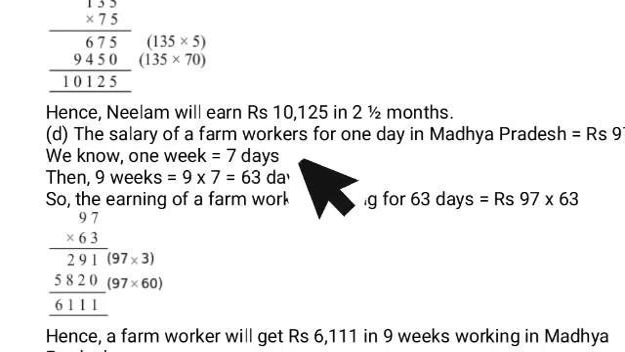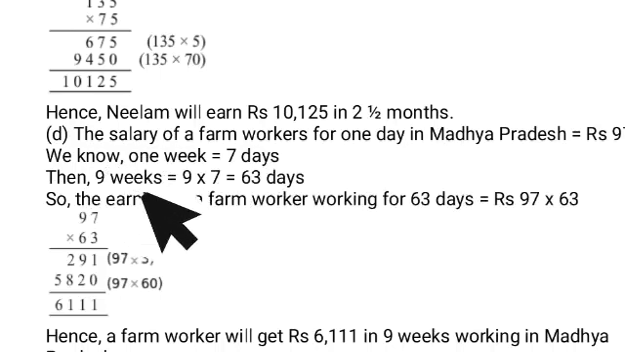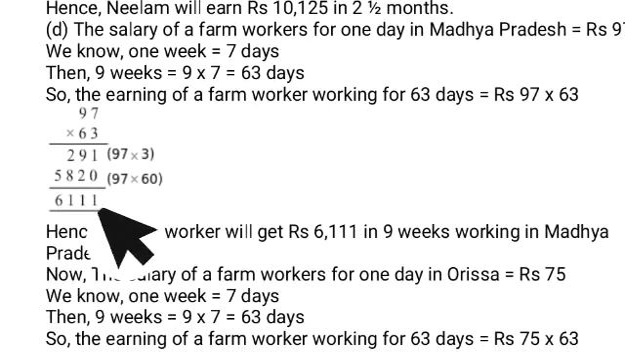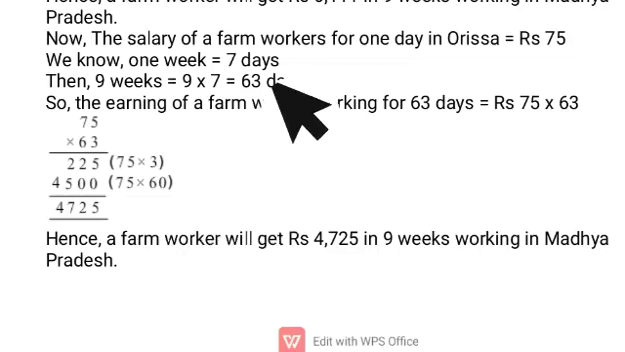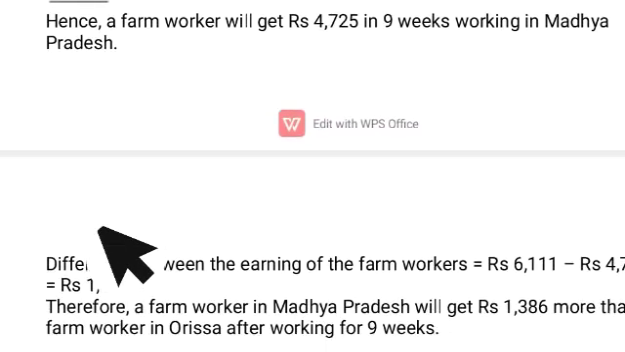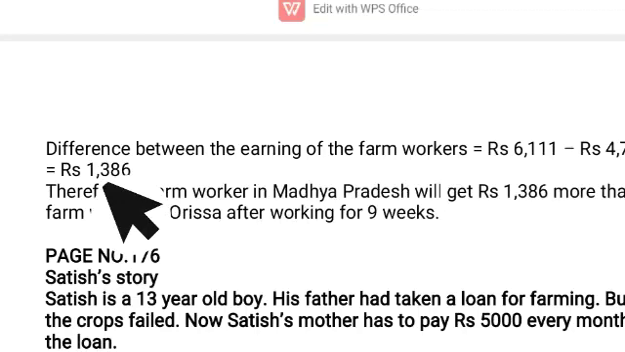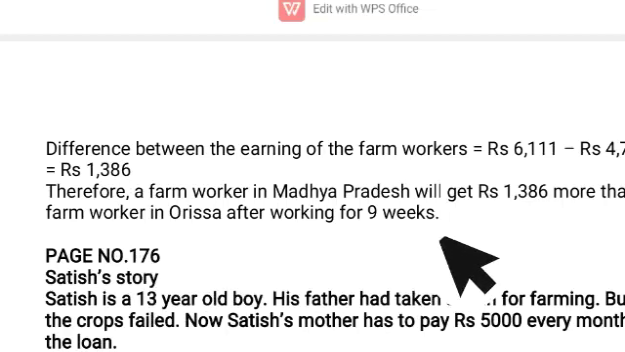The salary of a farm worker for one day in Madhya Pradesh is rupees 97. For 1 week is 7 days. So for 9 weeks means 9 multiply 7 means 63 days. So the earning of a farm worker working for 63 days means 97 into 63. The total amount we get is 6,111 rupees. Okay, in the same way for Orissa we have to find, that is 4,725. So the difference between the earnings of the farmers we can see here is 1,386 more for the worker in Orissa for working for 9 weeks.